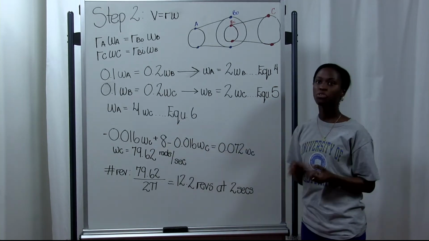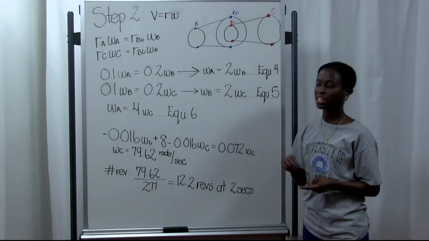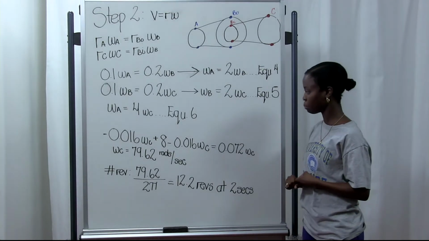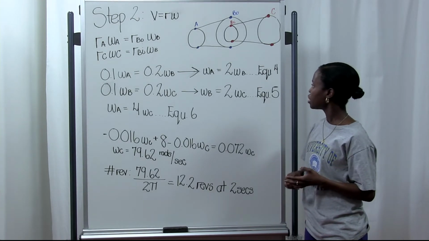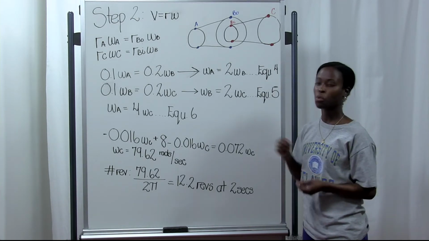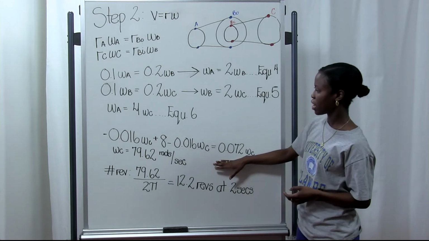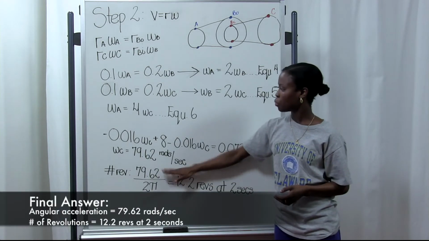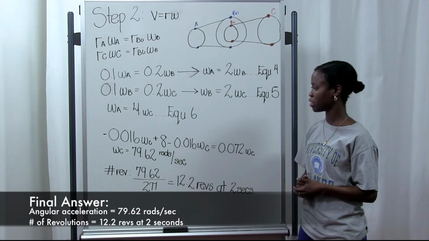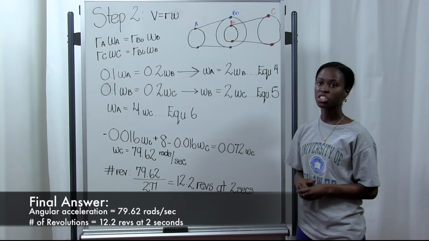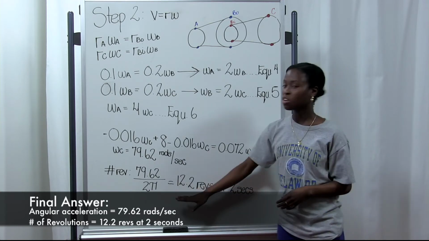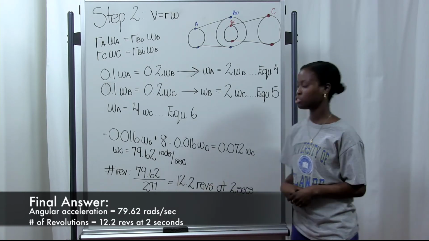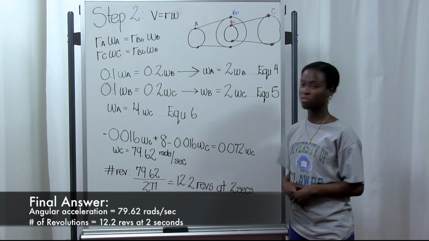So now that we have 3 additional equations, in addition to the equation solved in the first step, we can plug in equations 1, 3, 4, 5, and 6 into equation 2, and we got this simplified, and we could solve for omega C, which is 79.62 radians per second. Using the relationship that 1 revolution is equal to 2 pi, we get that the number of revolutions completed in 2 seconds is 12.2 revolutions.